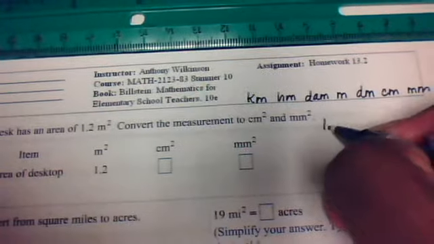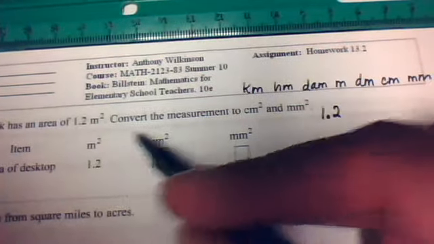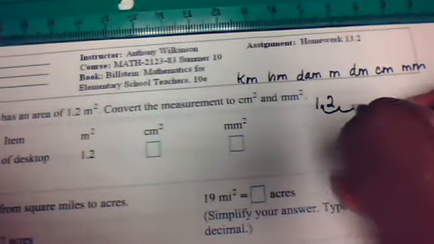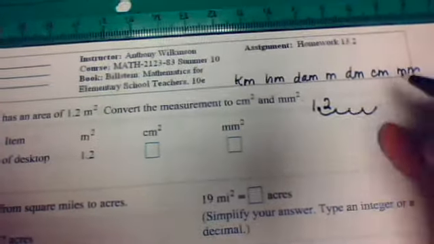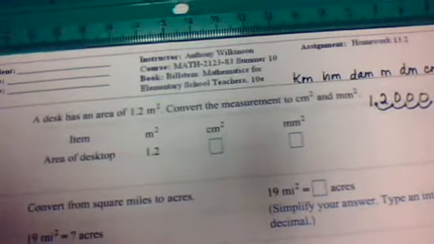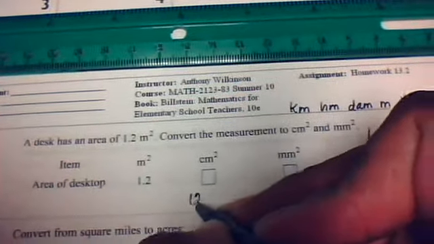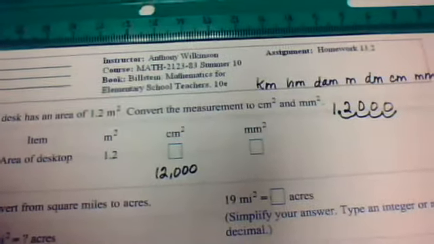So in the number 1.2, we're converting from square meters to square centimeters, so we need to move the decimal point 1, 2, 3, 4 places to the right, instead of the usual 2 places to the right. So here we're going to add 3 zeros behind it, so that means that the area of the desktop, which is 1.2 square meters, in square centimeters would be 12,000 square centimeters.